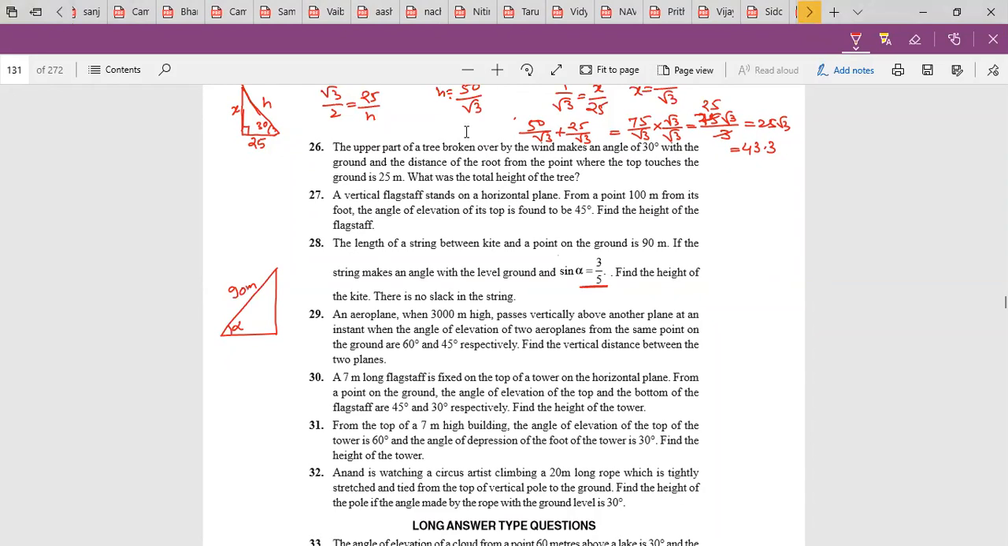So what is the sine alpha value? They are asking for the height. If you consider it as h, sine alpha is given as 3 by 5, and sine alpha is opposite by hypotenuse, so that is h by 90. Cross multiply, 90 will go that side. 3 by 5 into 90 is equal to h. 18 3s are 54.